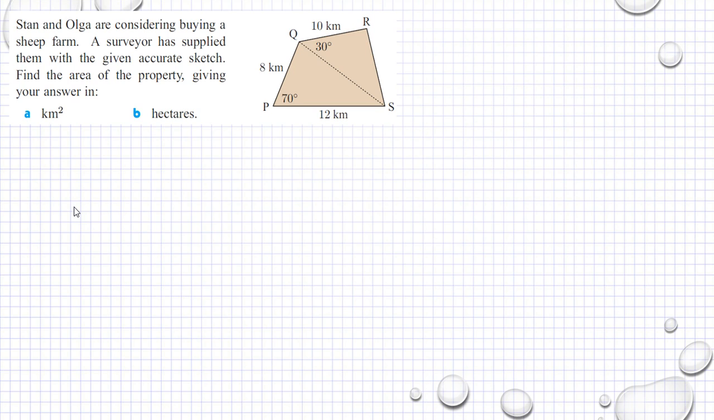Stan and Olga are considering buying a sheep farm. A surveyor has supplied them with a given accurate sketch, as you can see in the picture. Find the area of the property, giving your answer in square kilometers and hectares. Okay.